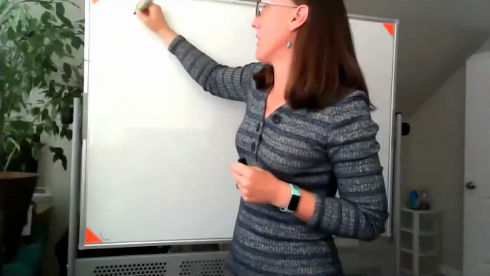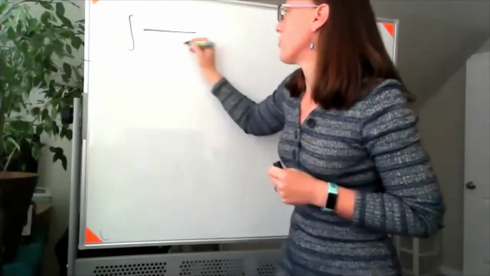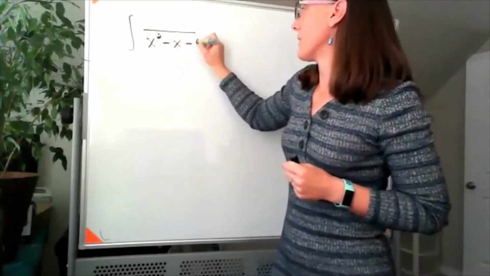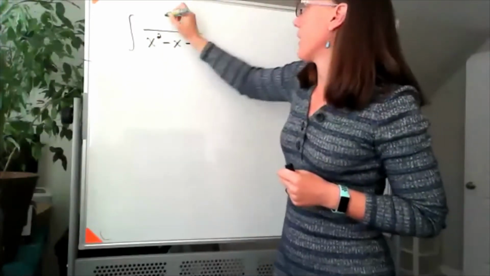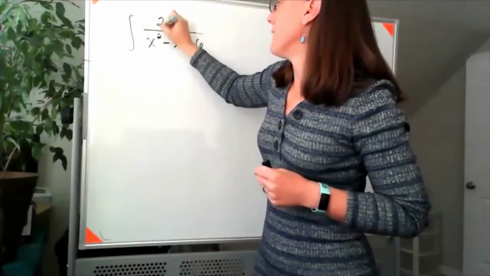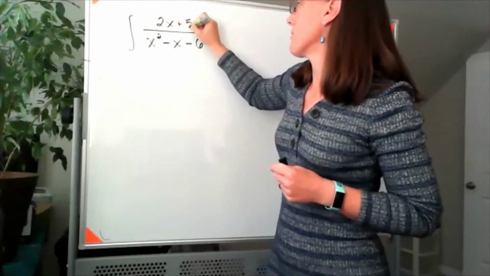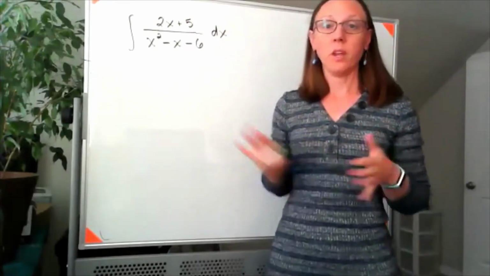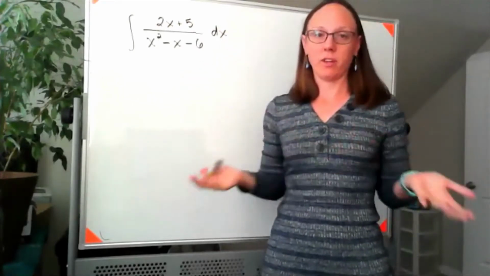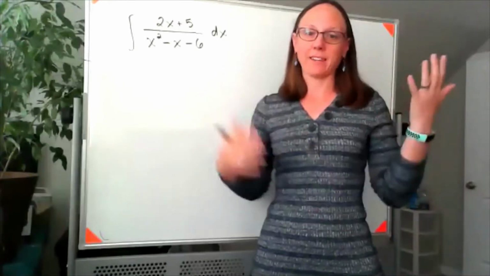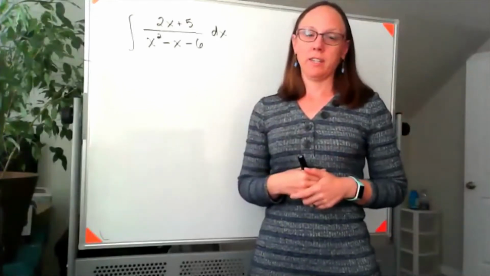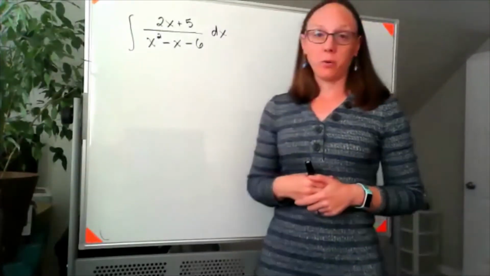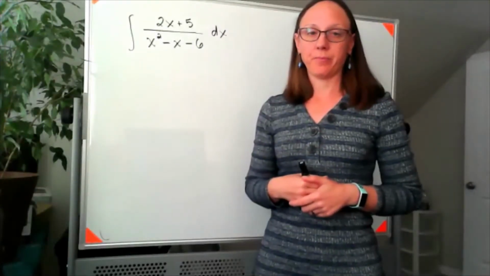Suppose I've got an integral, and let's do x squared minus x minus 6 and 2x plus 5 in my numerator. So I'm going to walk up to this integral and I'm going to say, hey, it's just algebra. I've got x's raised to powers. Sure would be cool if there was a u sub to do.